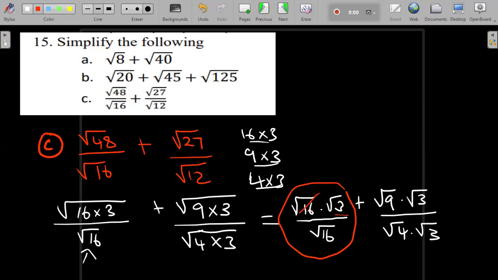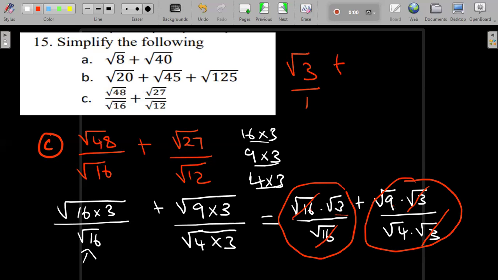So it means we can cancel out the root of 16, cancel out the root of 16. We're going to remain with the root of 3 over 1 here. And then there, we can cancel out the root of 3, cancel out the root of 3. So we have the root of 9. What is the root of 9? So I'm going to write plus. The root of 9 here will just be 3, and then divided by the root of 4, which is 2. So this is the expression that we now have.